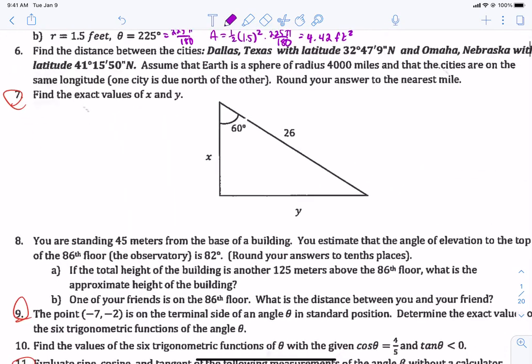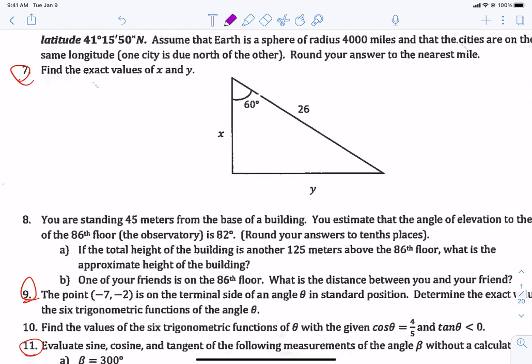Let's take a look now at number 7. Now they say to find the exact values. We're going to assume that this is a right triangle, so please put that little mark there for me. You shouldn't assume that unless I have drawn that little mark in the thing or told you otherwise. This is a 30, 60, 90 triangle.